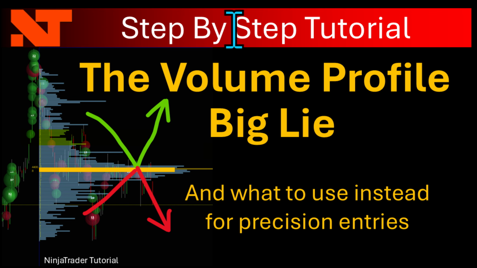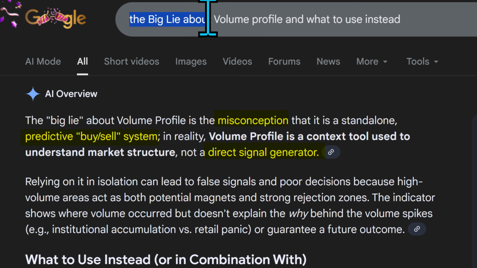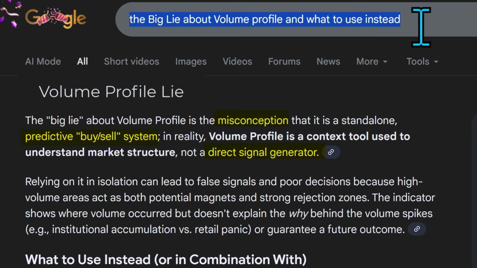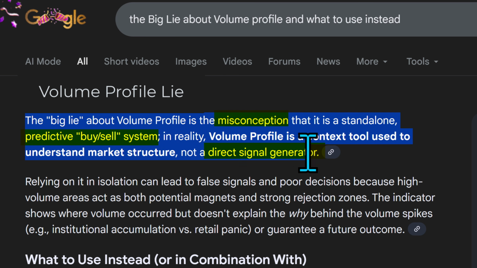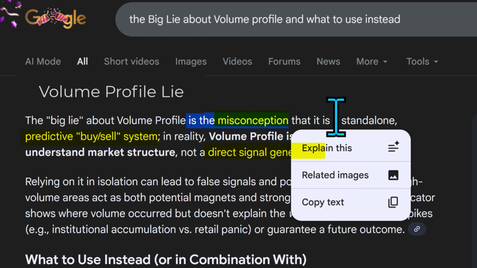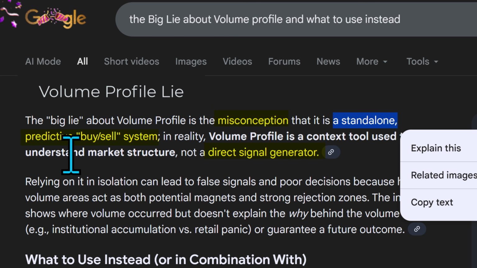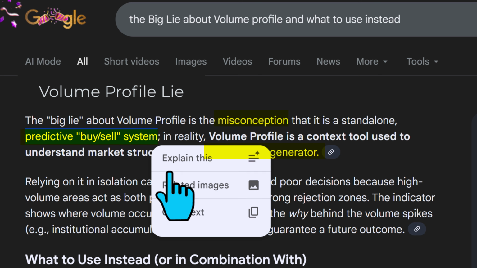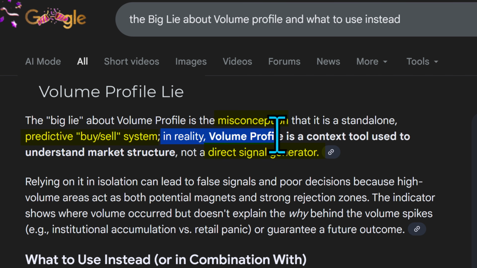What happens if you type in Google "the big lie about volume profile and what to use instead"? Google is going to give you a very short and precise answer, and it is completely opposite to what you're going to see on YouTube. The big lie about volume profile is the misconception that it is a standalone predictive buy-sell system. In reality, the volume profile is a context tool used to understand the market structure, not a direct signal generator.